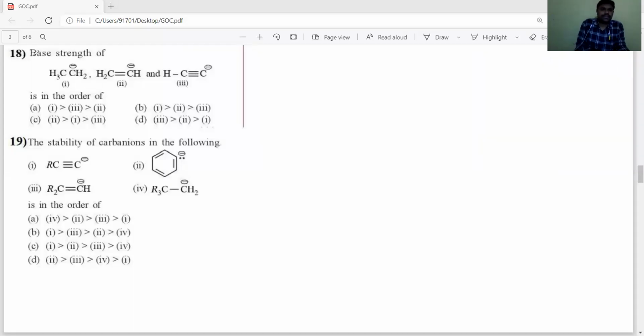Yes, students, listen carefully. 18th question. In the given 18th question, we have to identify the correct basic strength order. To identify this basic strength, we know very well that a strong acid's corresponding conjugate base is weak.